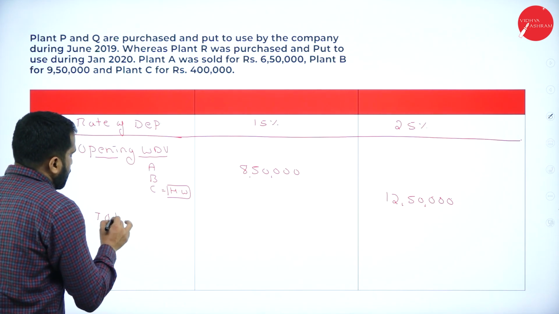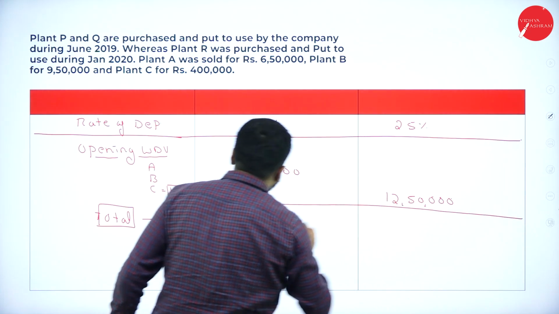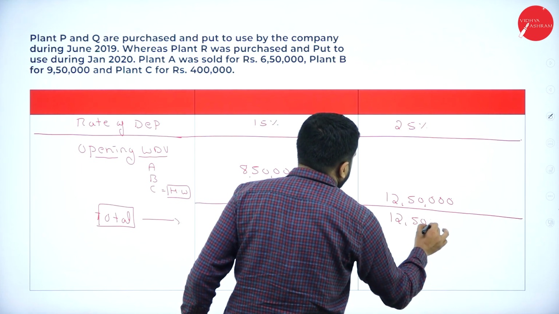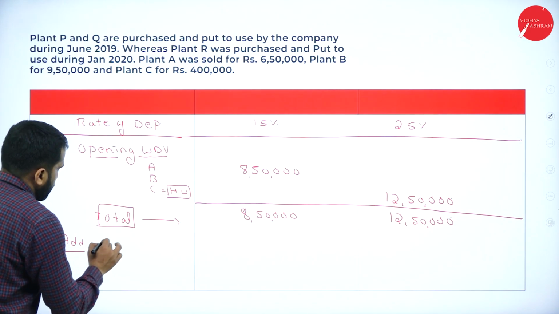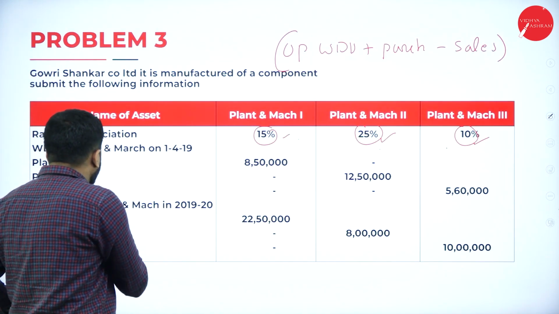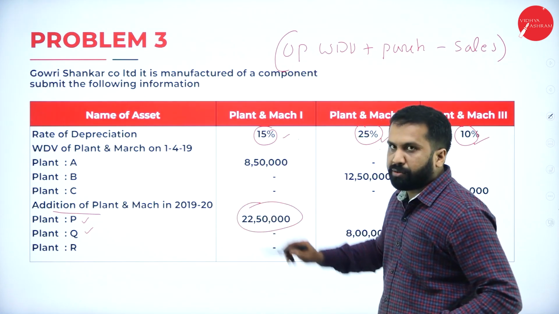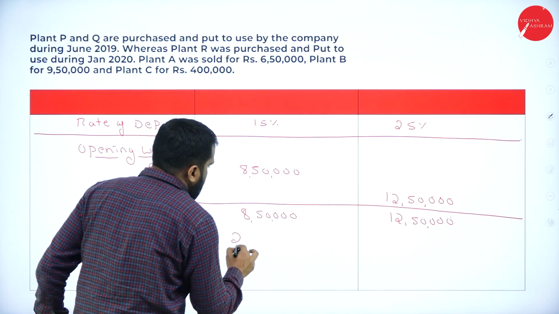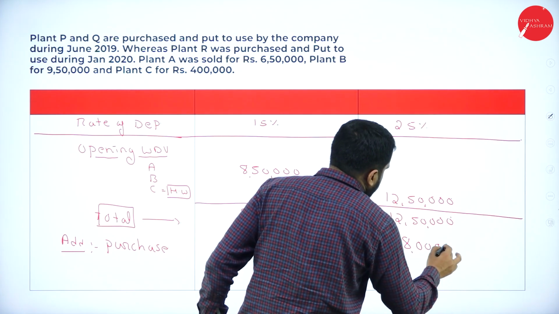What is the total now? We have to add the same thing, you will get the same answer: 8,50,000 and 12,50,000. Hope you are clear. Yes. For this, add purchases. So what is the purchase here? We have addition of plant P and Q. Under 15%, we have 22,50,000. Under 25%, we have 8 lakh.